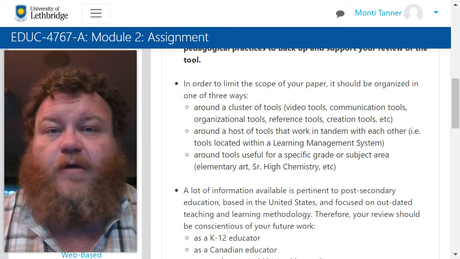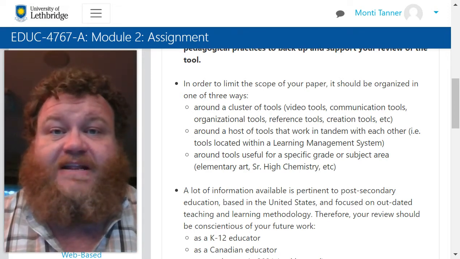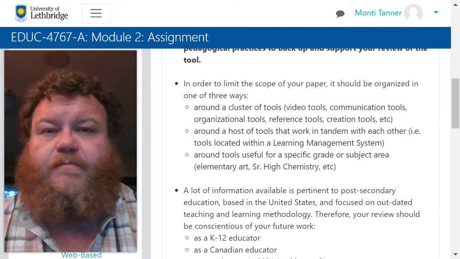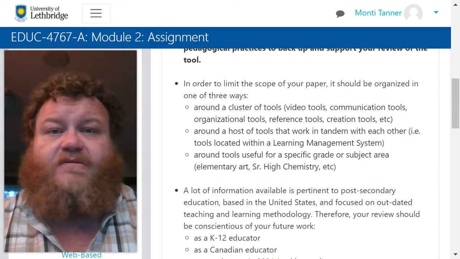What I find will really help is to actually limit your scope a little bit. As you saw in the first assignment, there's a million things out there that you can use. So narrow it down a little bit. This is actually something that will really help you out. So maybe it's around specific tools.